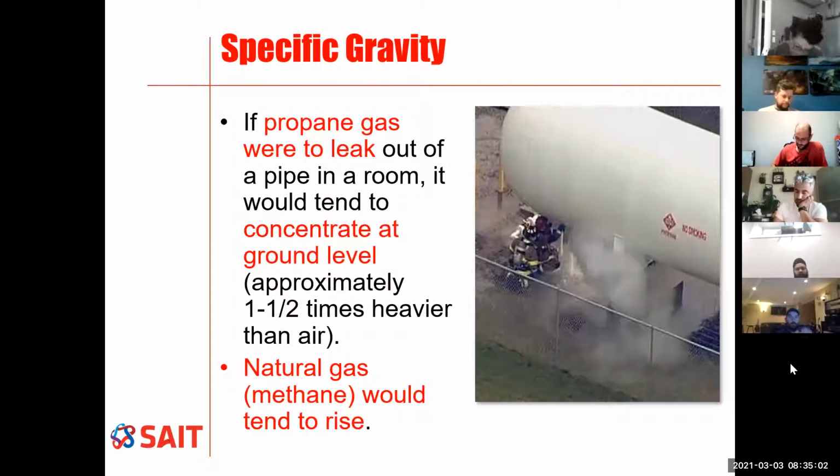Okay. Oh my gosh. See that propane tank down there and those firefighters in there? What a dangerous situation that is. One ignition source there, and those guys are toast. They are toast. That's pretty awful. So if propane gas were to leak out of a pipe in a room, it would tend to concentrate on the ground. The other stuff would tend to rise.